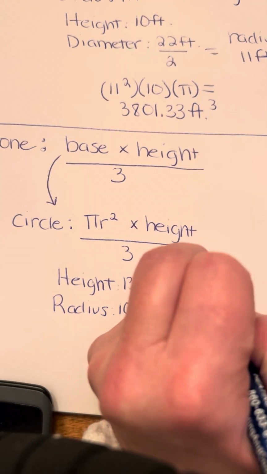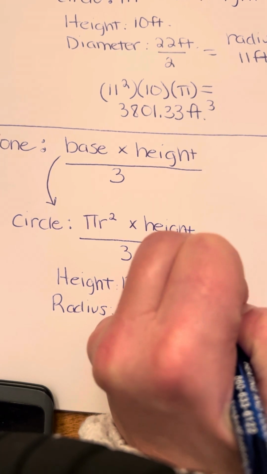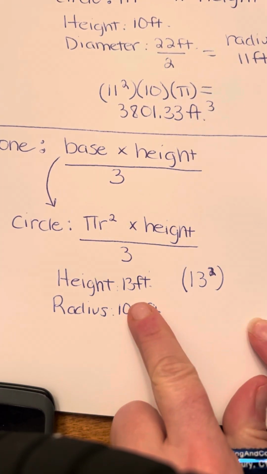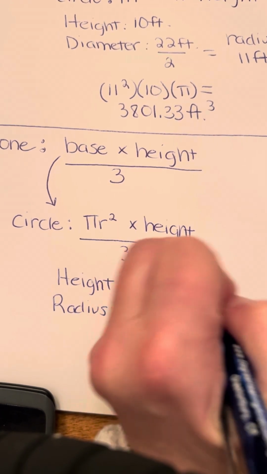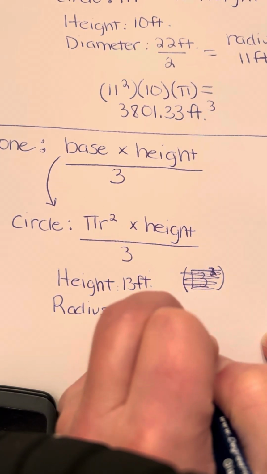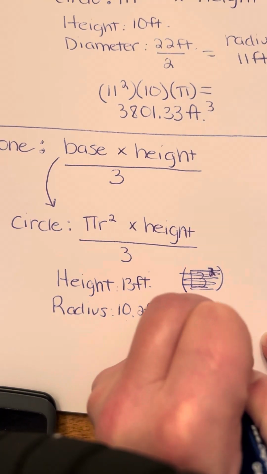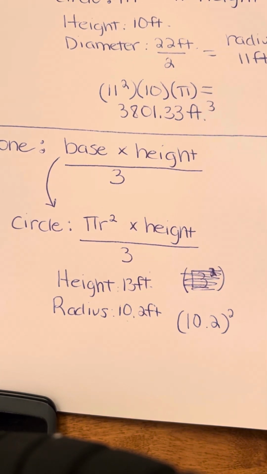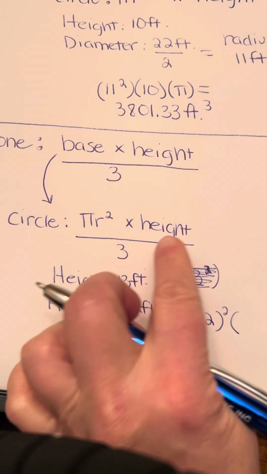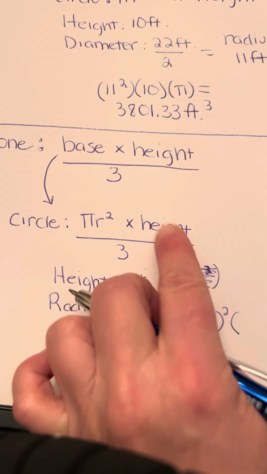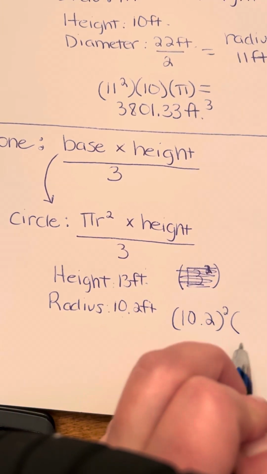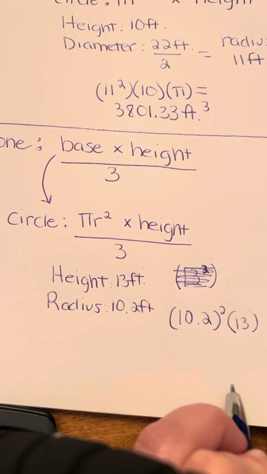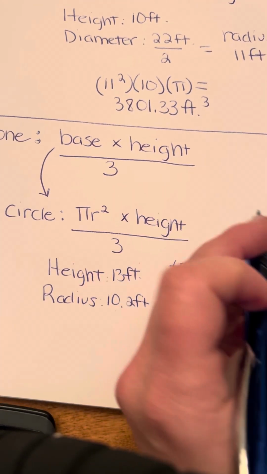Order of operations says the exponent needs to be done first. So we're going to do 13 squared. Oh, sorry, not 13. Oh my goodness, wrong. This is why we don't do this in pen. The radius squared, 10.2 squared. Do that, and then I'm going to do the height. Now this is all multiplication, so it doesn't matter the order. I'm going to make it as easy as possible in the calculator, and then I'm going to hit the pi button after that.